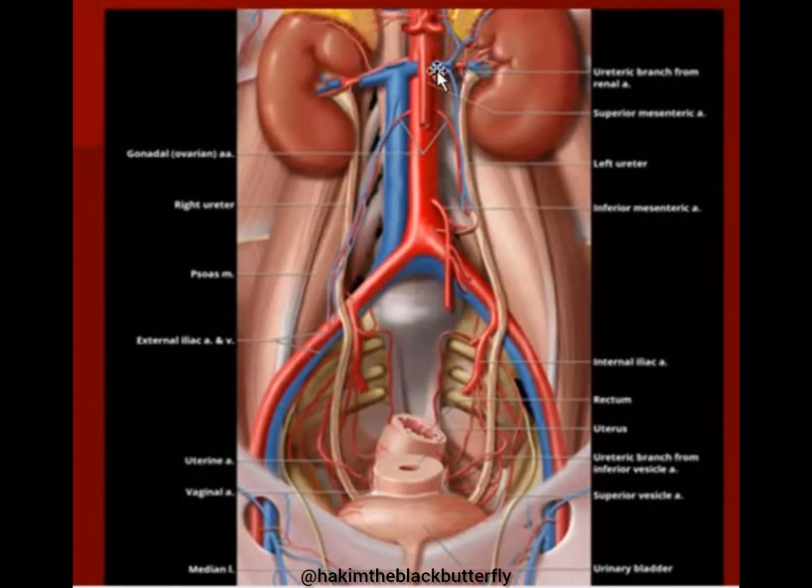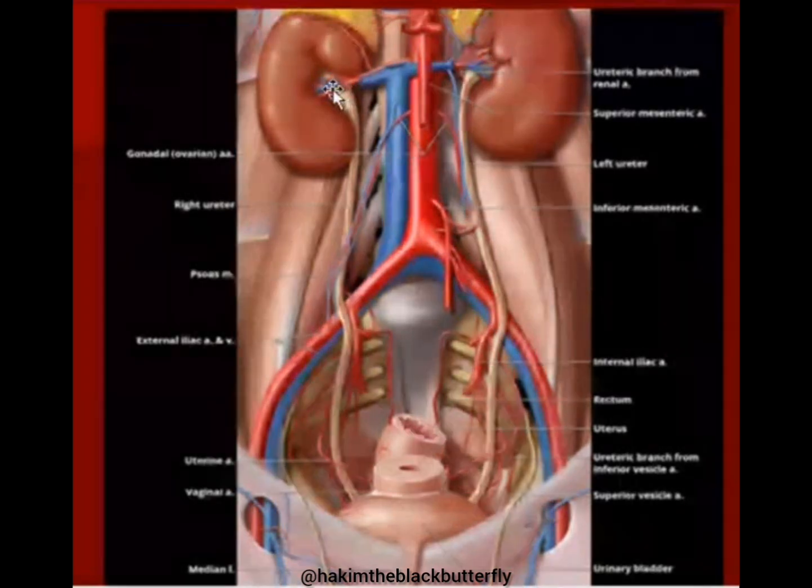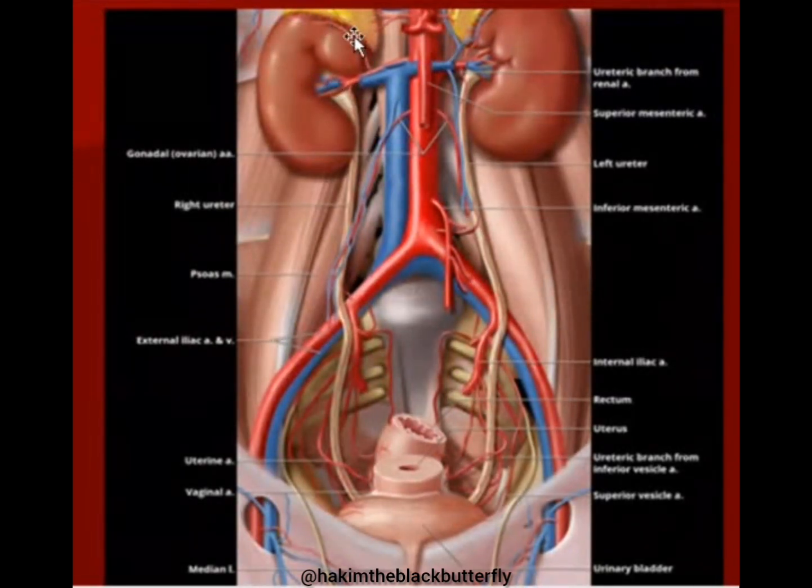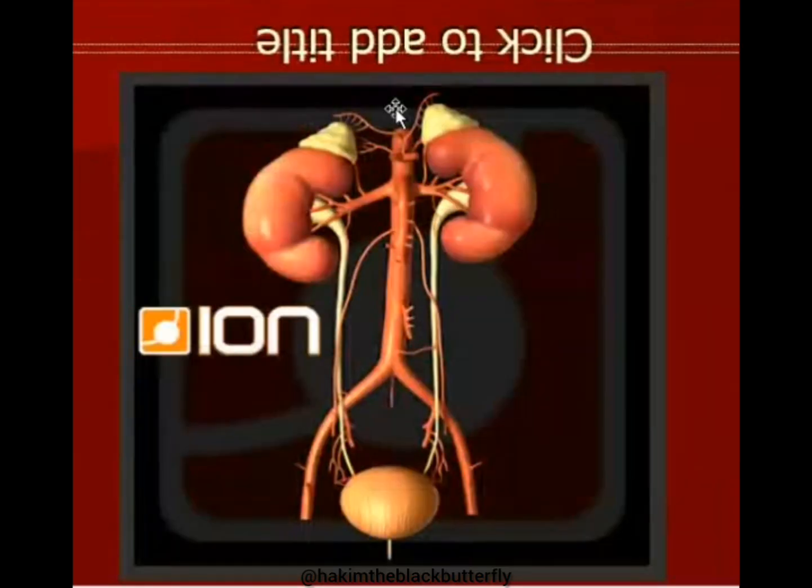So the tributaries of the left renal vein will have the suprarenal vein, and then the gonadal vein, and then some veins coming from the upper part of the ureters. Whereas on the right, we have the tributaries from the suprarenal glands and then from the ureters, because the right renal vein does not receive the gonadal vein. The gonadal vein on the right drains into the IVC.